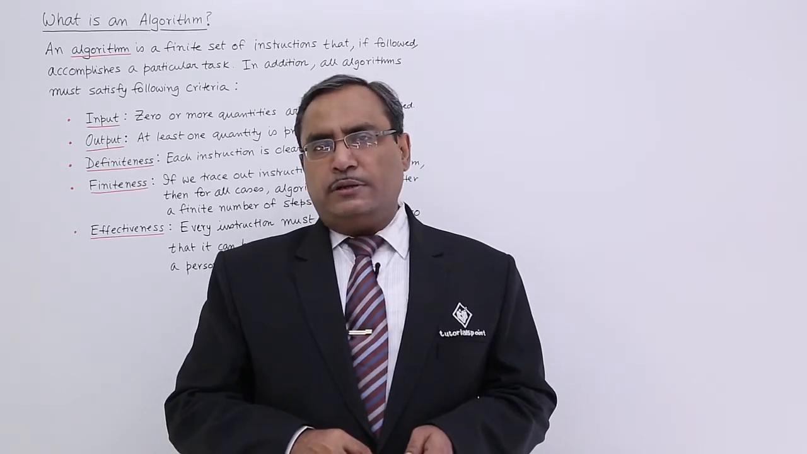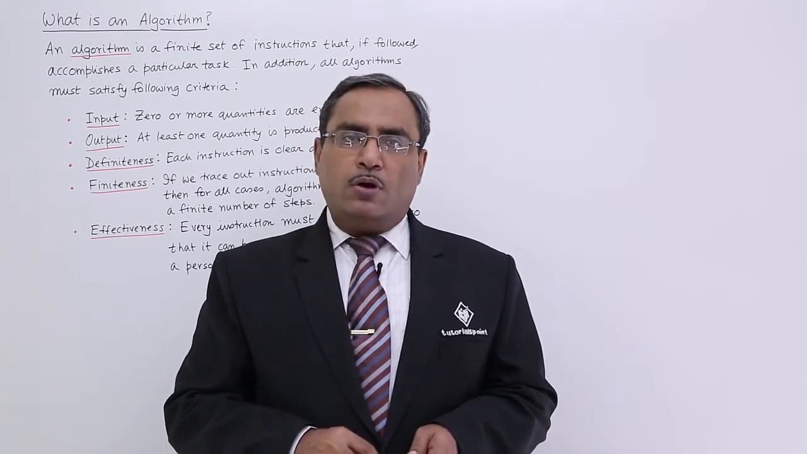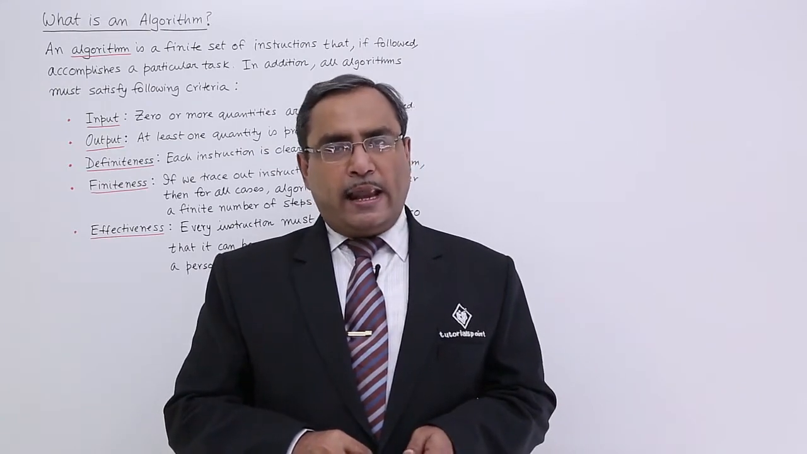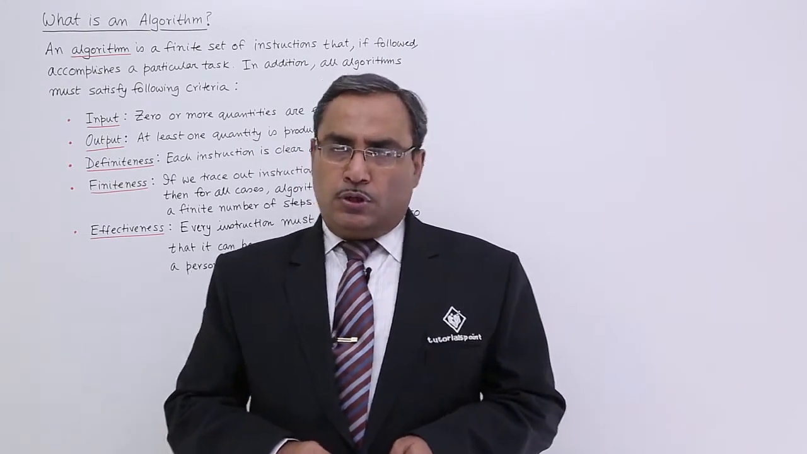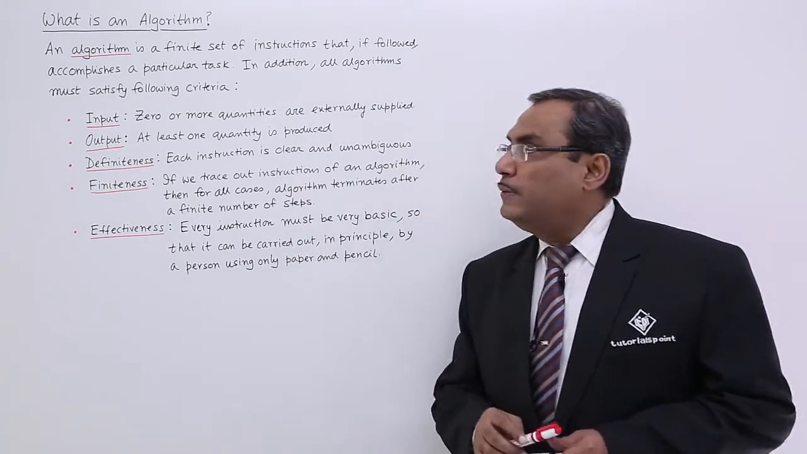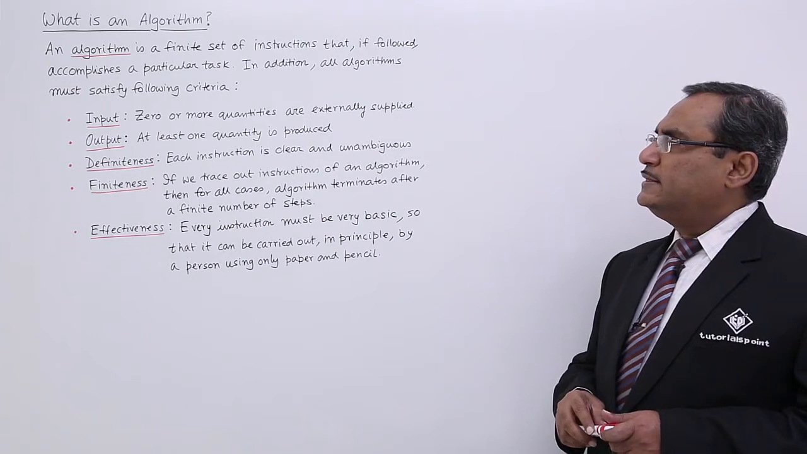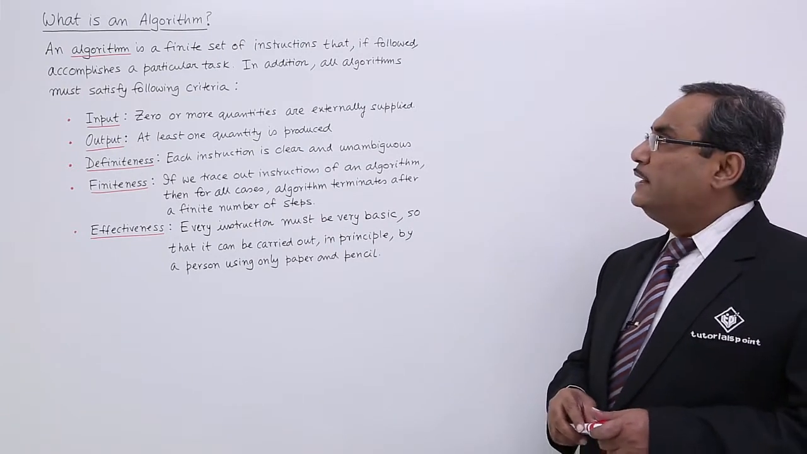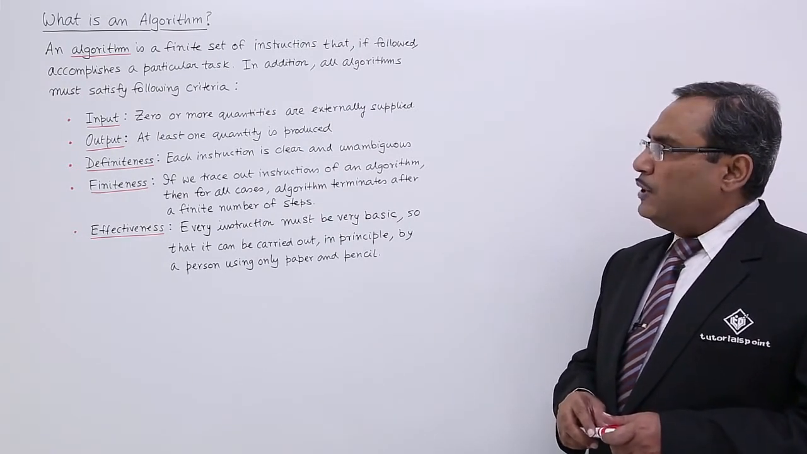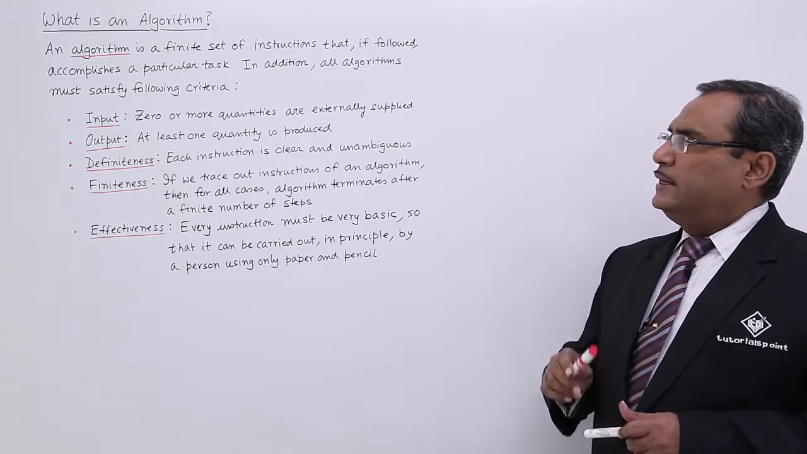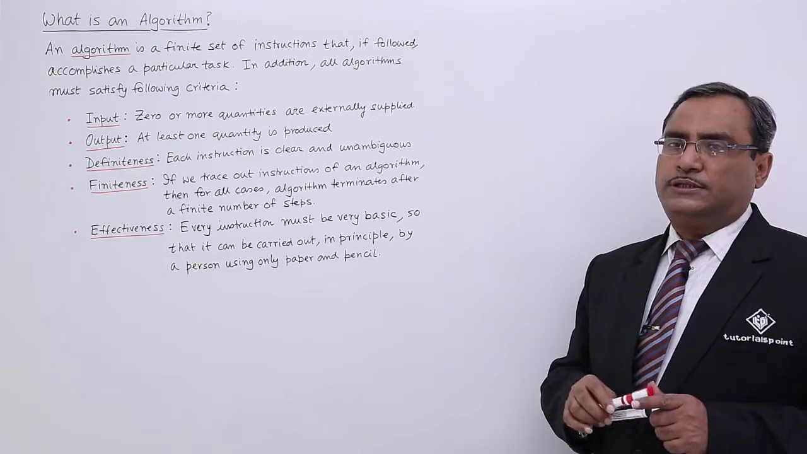In this session, we are discussing algorithm. What is an algorithm? What are the properties an algorithm should have? So now to define algorithm, we can say that an algorithm is a finite set of instructions that if followed accomplishes a particular task. So they are telling that it is a finite set of instructions.